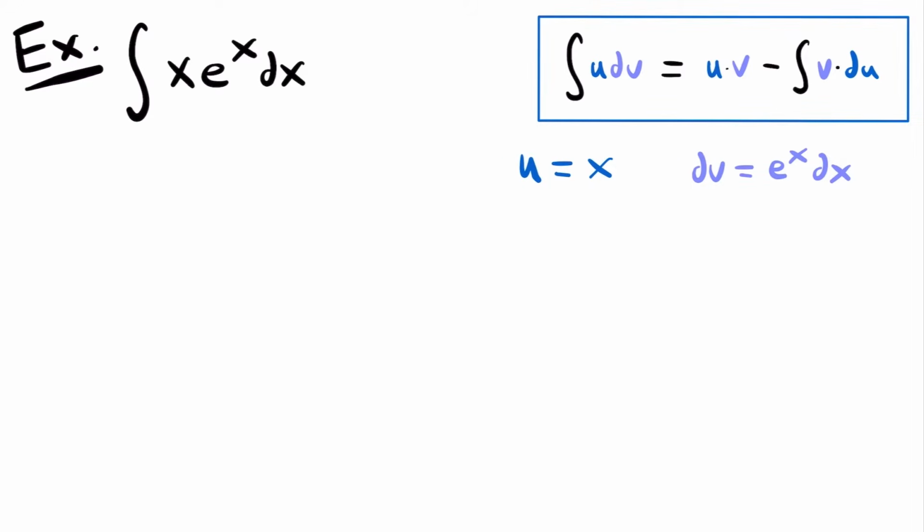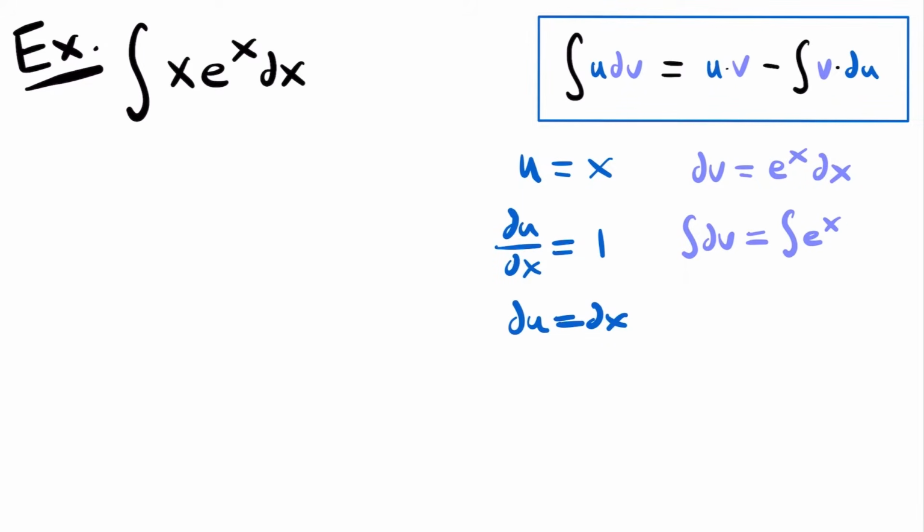So let's start by taking the derivative of u. We'll have du dx is equal to 1, right? The derivative of x is just 1. And then if we multiply both sides by dx, we will have that du is equal to dx. All right, so we have du. Now let's find v by integrating dv. And so we'll have the integral of dv is equal to the integral of e to the power of x times dx. And the integral of dv is just going to give us v, which will be equal to the integral of e to the power of x, which is just itself, right? The integral of e to the power of x is just e to the power of x, and so we will have e to the power of x is equal to v.